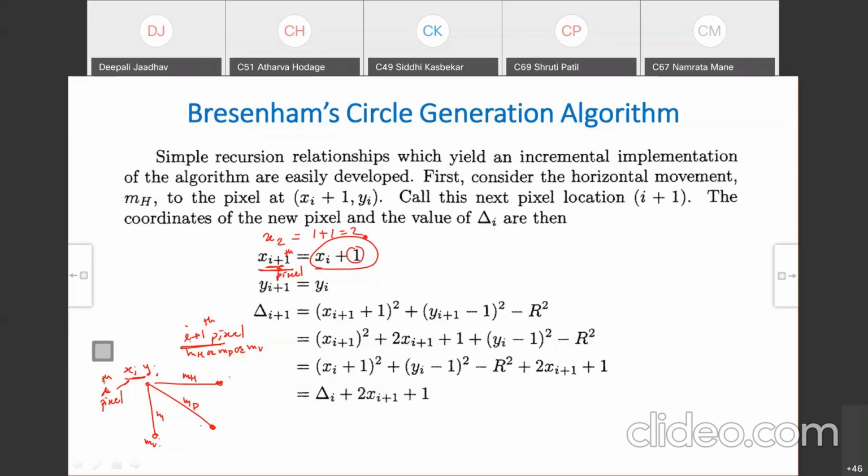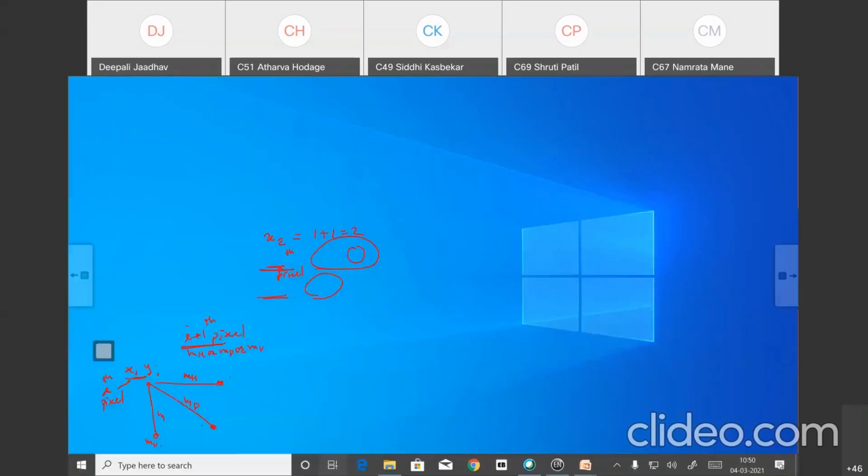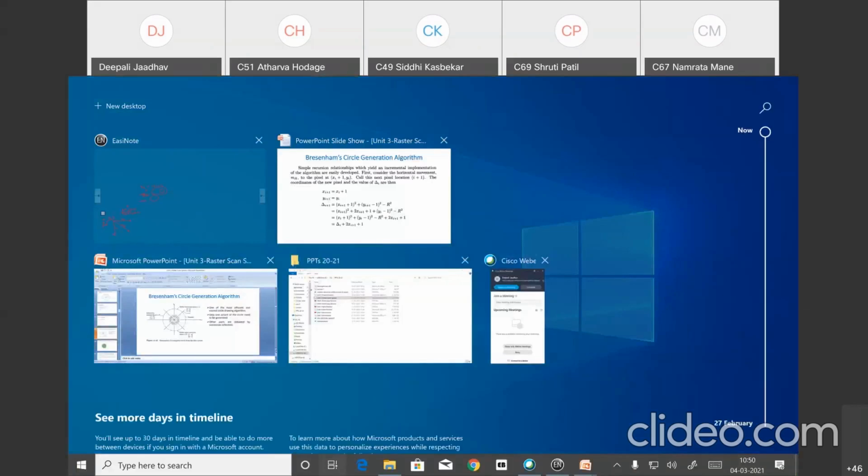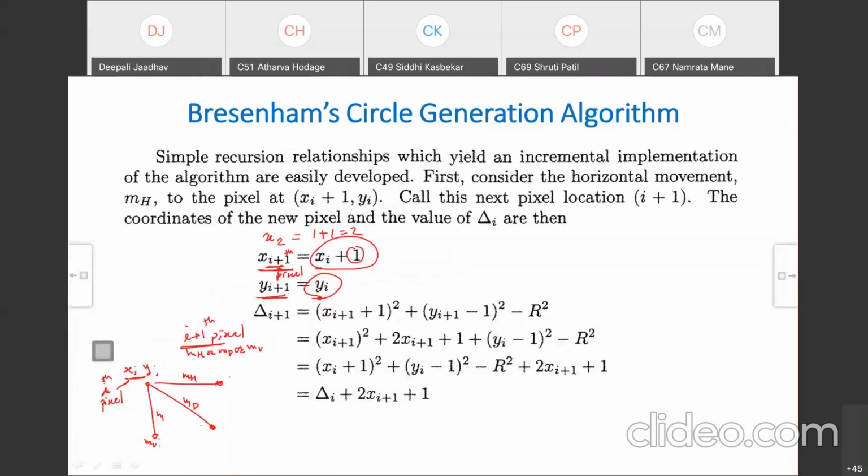And what is yi plus 1? If it is horizontal, y remains as it is, no change in y. So yi plus 1 is equal to yi, as it is, if it is horizontal.